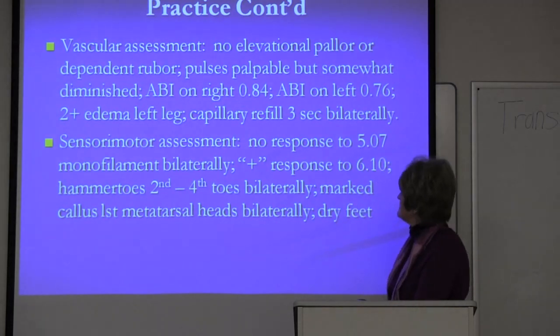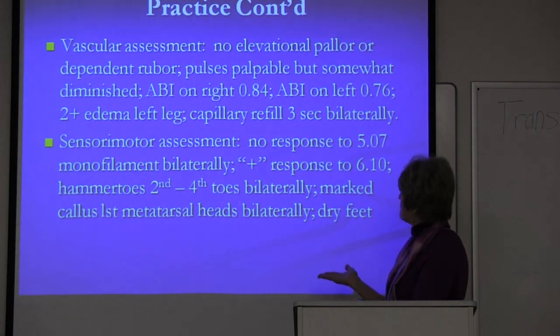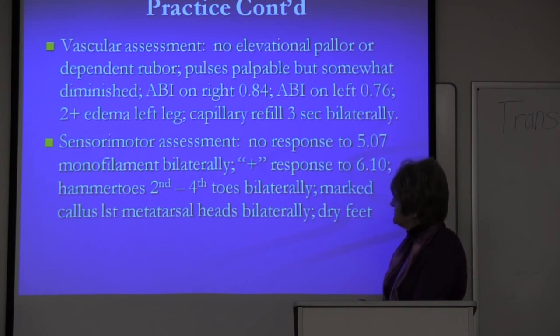So on vascular assessment, no elevational pallor or dependent rubor. Pulses are palpable but somewhat diminished. ABI on the right is 0.84. ABI on the left is 0.76. She has 2+ edema in the left leg. Her capillary refill is 3 seconds bilaterally.